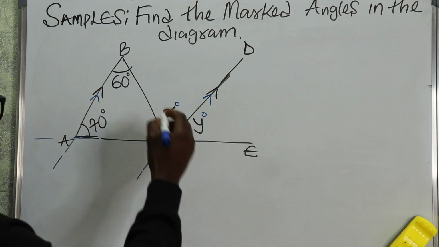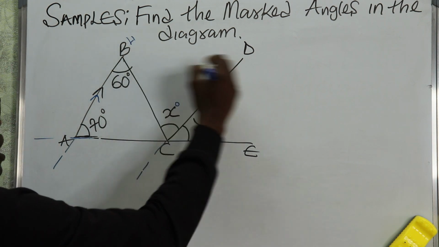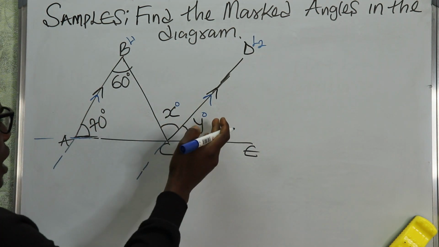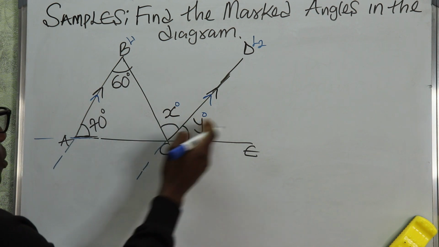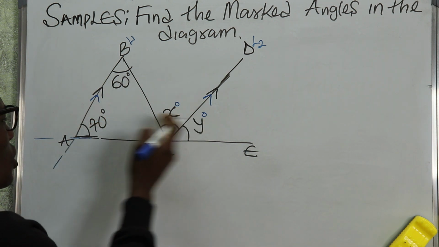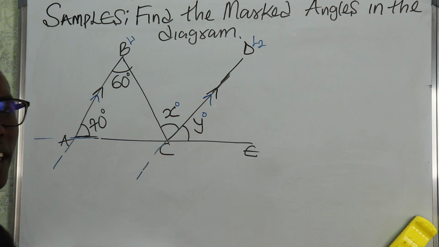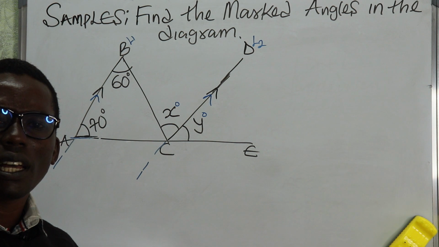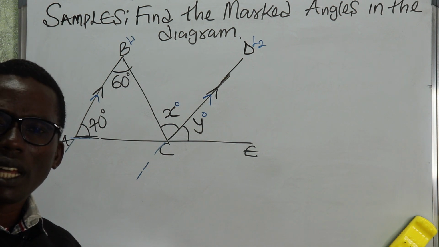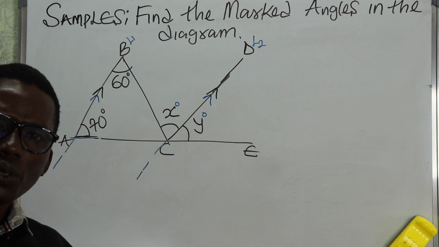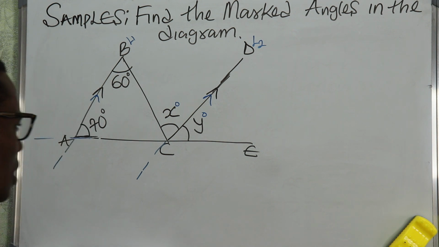Now come to think about this. This is line 1 and this is line 2. 70 and Y are two different angles, but they are in the same position, on different lines. What does that tell us? That tells us that they are corresponding angles, and according to geometry, corresponding angles are equal. So what does that tell us?